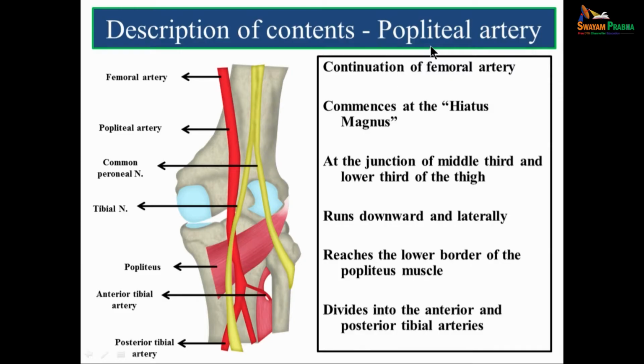The popliteal artery is a continuation of the femoral artery. So this is the femoral artery. It continues as the popliteal artery. It commences at the hiatus magnus at the junction of the middle third and lower third of the thigh. It runs downwards and laterally, reaches the lower border of the popliteus muscle. This is the popliteus muscle. At the lower border, it divides into the anterior and posterior tibial arteries.